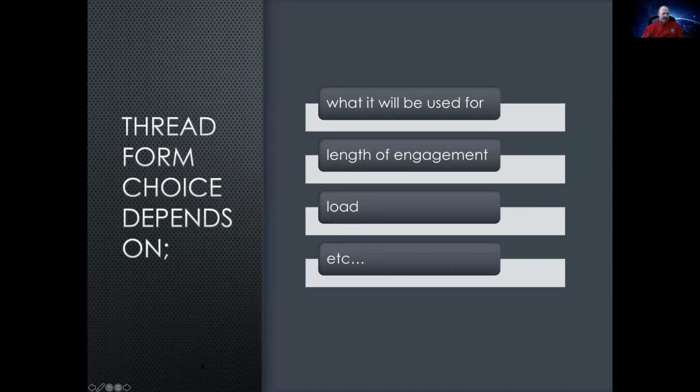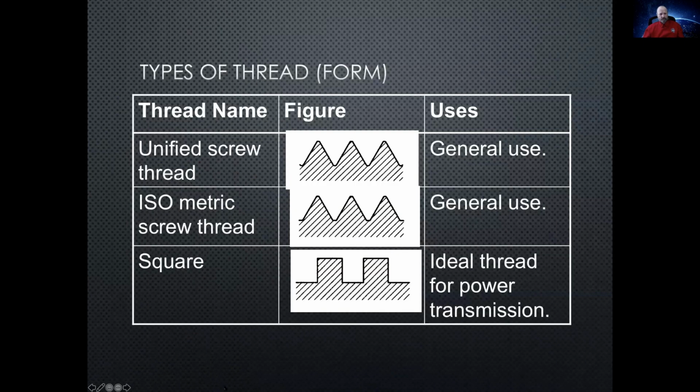So the thread form choice depends on what you're going to use it for, the length of engagement, how much load it's got to take, etc. So you might have fine threads in some applications and really coarse, sturdy, heavy-duty ones in other applications because there's a greater load. So here's some examples of different thread forms. Here's a unified screw thread, in the first row here. It's for general purpose. This is typically what you see on most screws. And the ISO system also has a very similar general use thread, but it's in millimeters. It's a metric version of it.